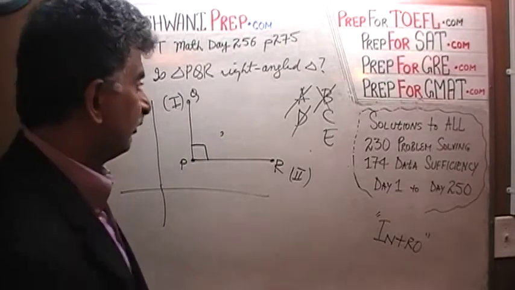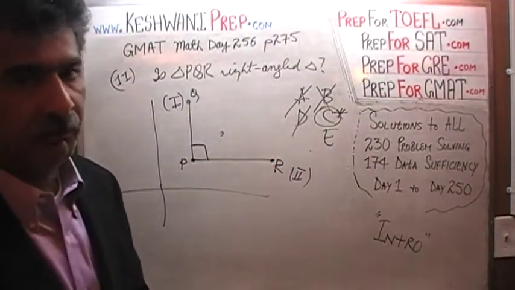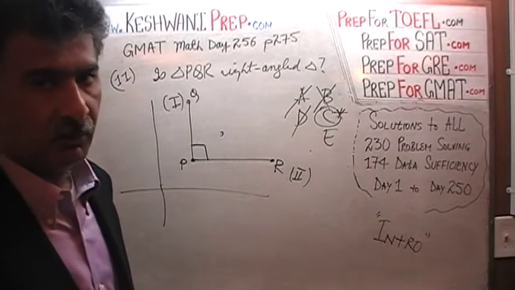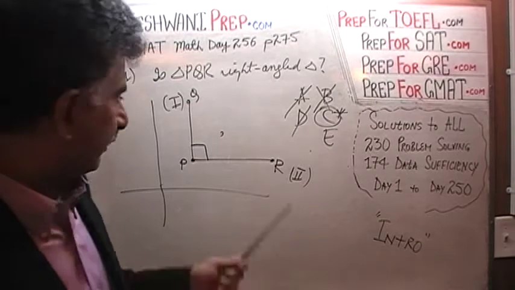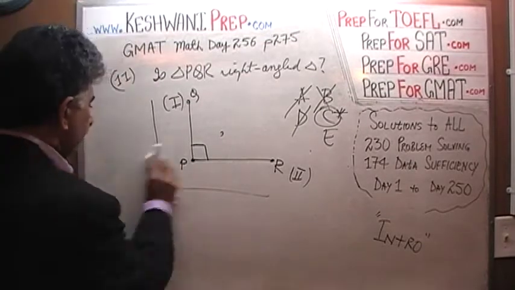We need the two statements together, the answer is C. Each statement by itself is not sufficient, but when you put them together, we do have sufficient data to be able to answer the question. The question was, is this a right angle triangle? The answer turns out that it is a right angle triangle because PQ is parallel to the y-axis and PR is parallel to the x-axis.